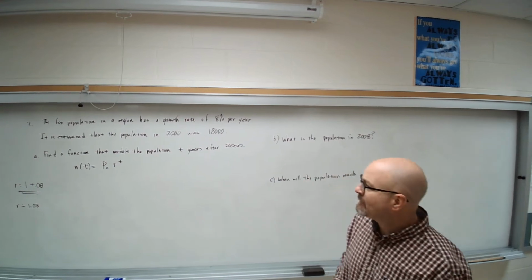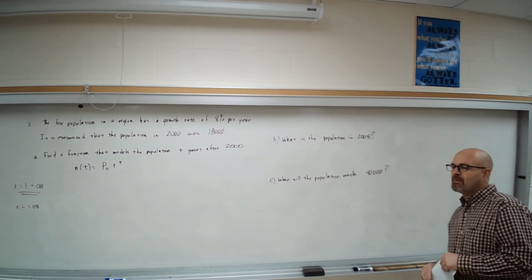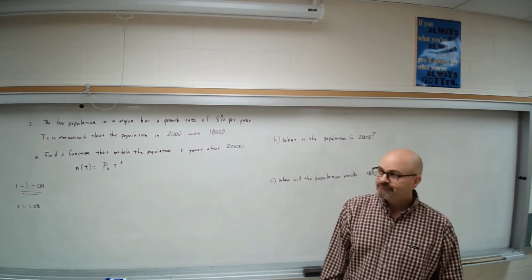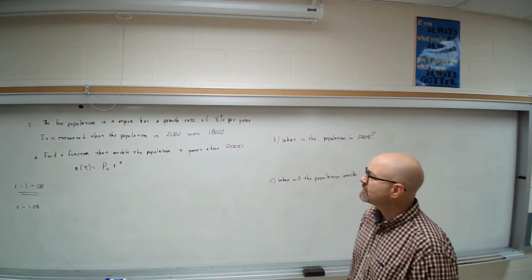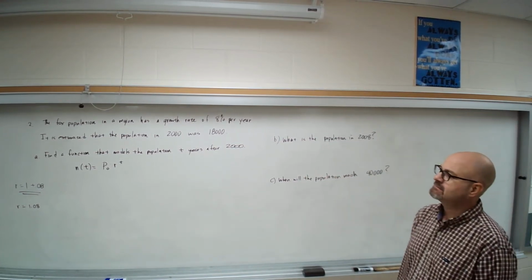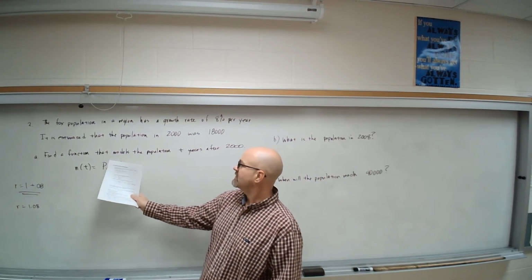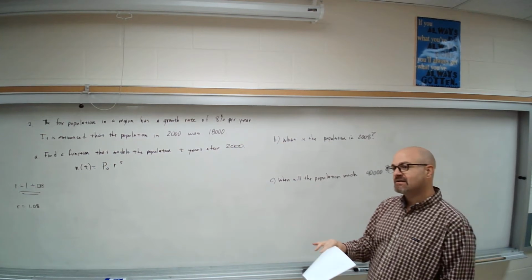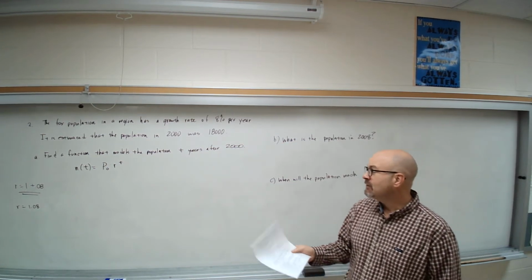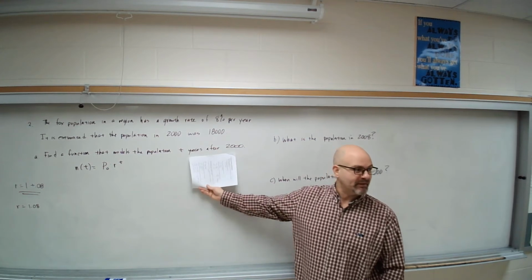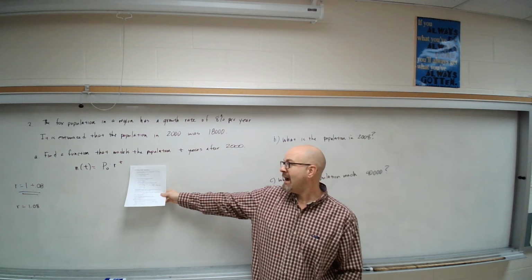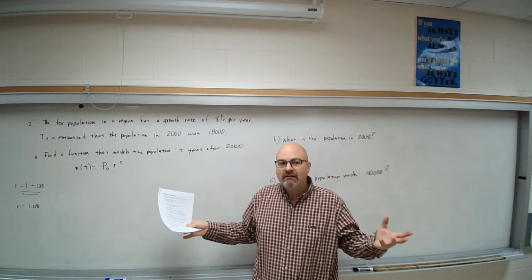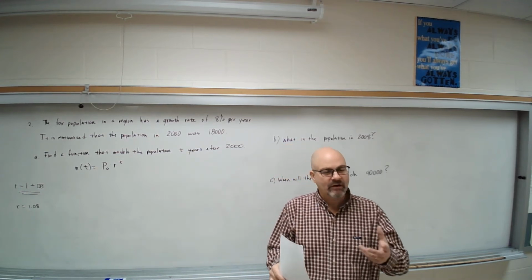So here we have our next example. In this one we have to write a little bit more of the model. The fox population in a region has a growth rate of 8% per year. It is estimated that the population in 2000 was 18,000 foxes. Find a function that models the population t years after 2000. When you have real world applications, especially with years, you'll see this idea a lot, t years after 2000. You wouldn't want to put the actual year, like 2008, in for a variable or an exponent. That would not be good.